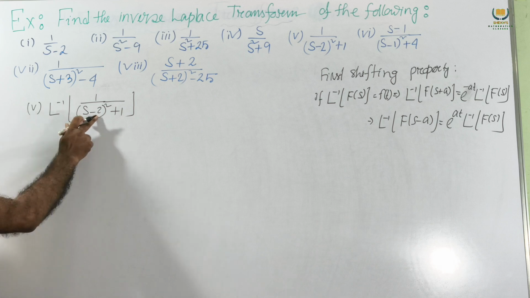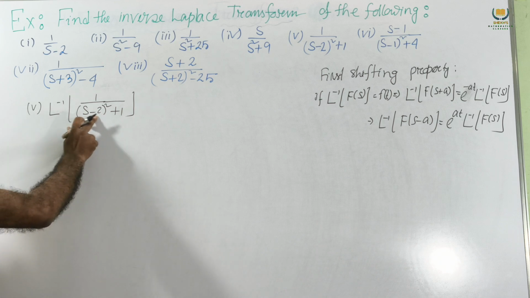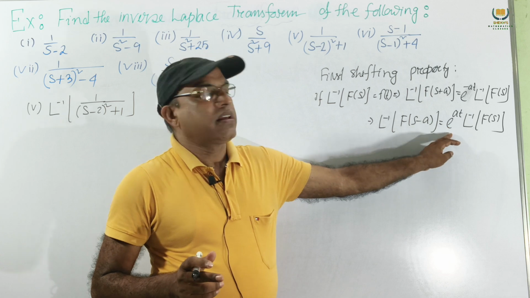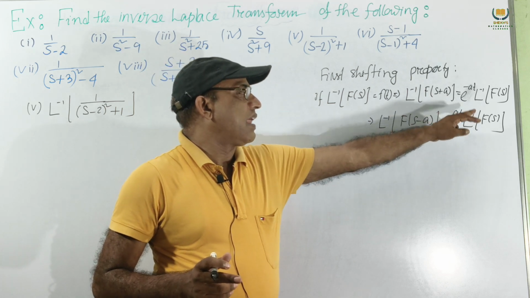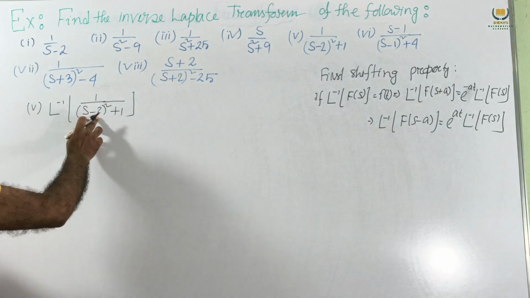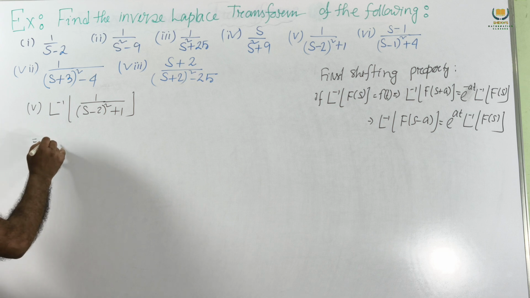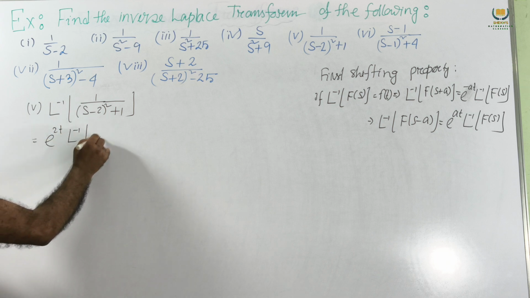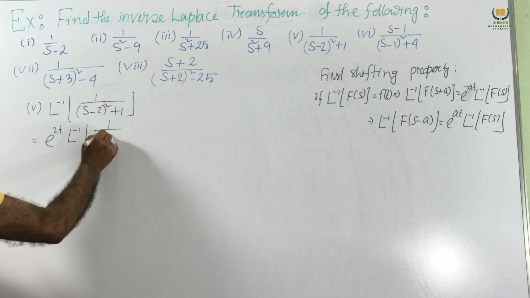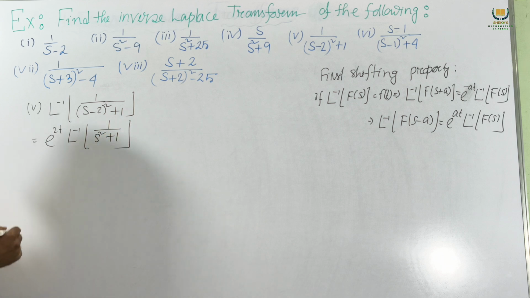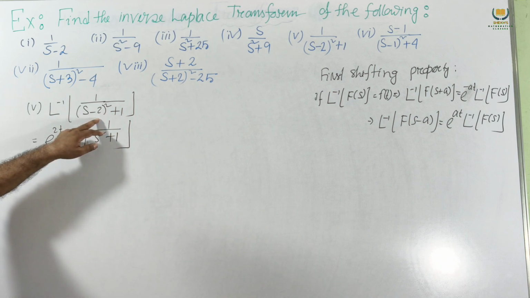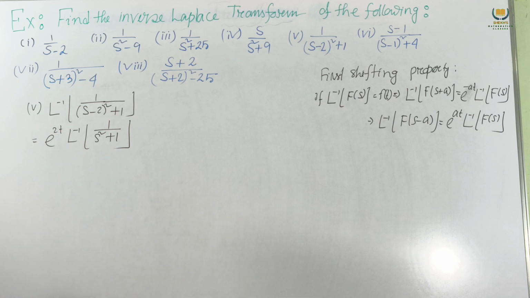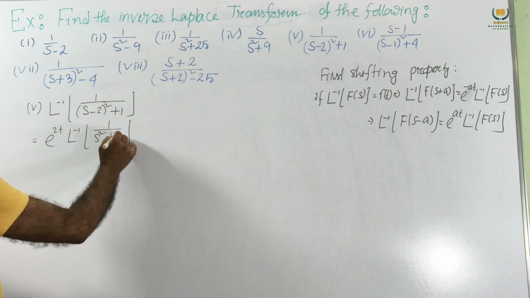Now we remove this 2 from this. We remove 2. If we remove a, then e to the power at and L inverse this. So we remove 2. Then we get e to the power 2t L inverse 1 by s square plus 1. We get this. If we remove this 2, then we get e to the power 2t L inverse 1 by s square plus 1. 1 means we can write 1 square.